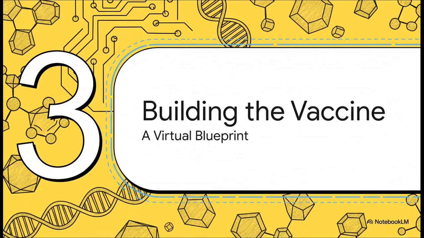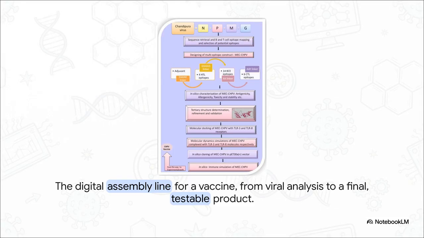So, how did they actually build this thing? Let's walk through the exact digital blueprint the researchers followed to construct their vaccine candidate completely from scratch. Okay, now I know this looks a little complicated, but don't get bogged down in the details. What you're really looking at is the entire process from start to finish. Just think of it like a digital assembly line for a vaccine, taking you all the way from analyzing the virus to having a final product ready for virtual testing.